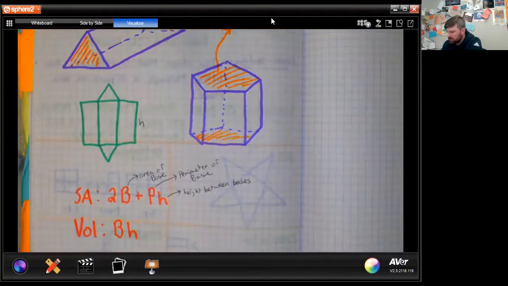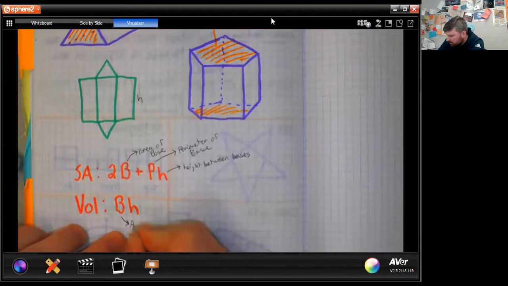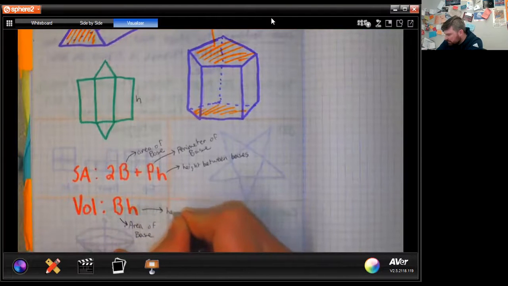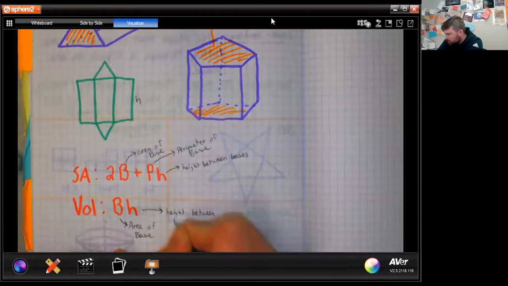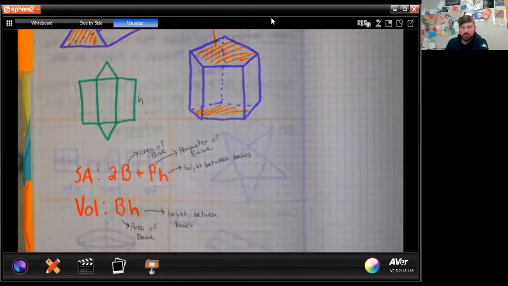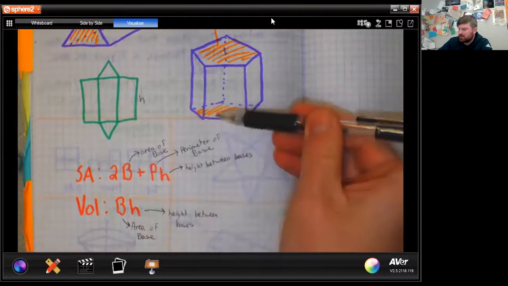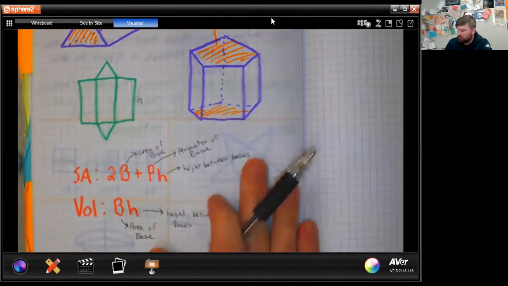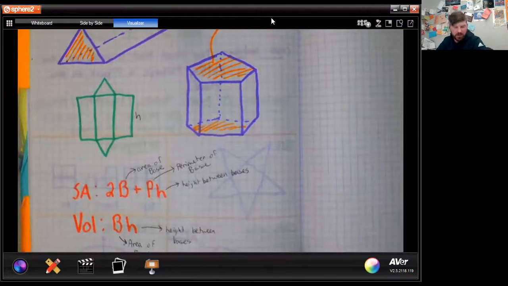Okay, and these are the same. This is area of base, and this is height between bases. Okay, so to find volume, you just have to figure out how many pentagons it takes to stack however high that is, which is the area times the height. Surface area is just adding the area of every single shape.